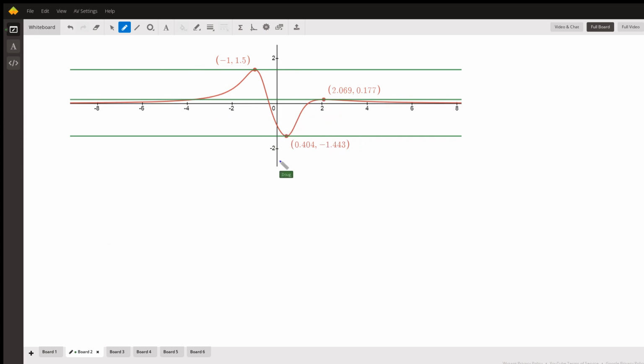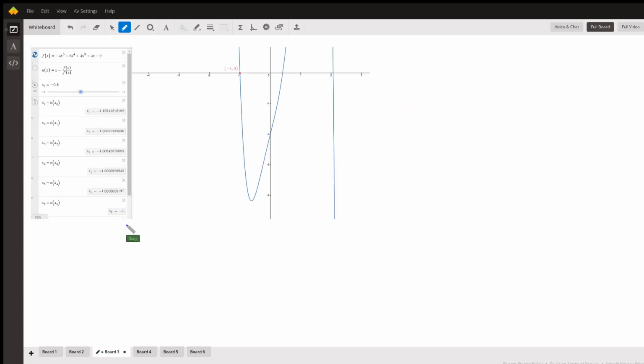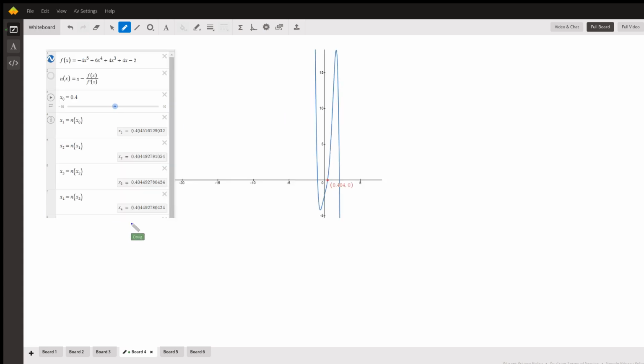How did I find out these values? Well, I use something called Newton's method. There's the function we want to know, when does it equal 0? And if you're not familiar with Newton's method, another method would be to graph this function on a calculator and then use the intercept function on the calculator to find out where it crosses the x-axis.